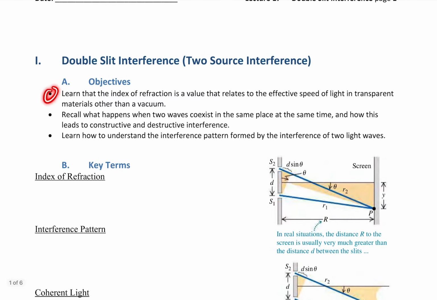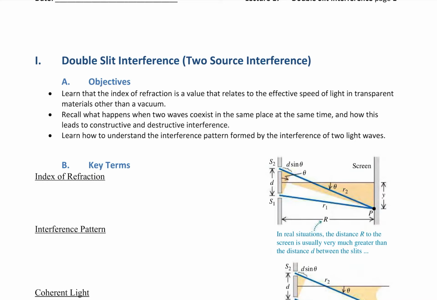We're going to learn that the index of refraction is a value that relates to the effective speed of light in a transparent material other than a vacuum. This is kind of a standalone idea that was going to be loosely related to the rest of the examples in this section, but it is important to introduce it now.